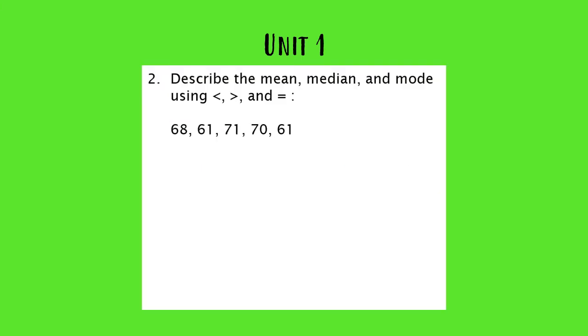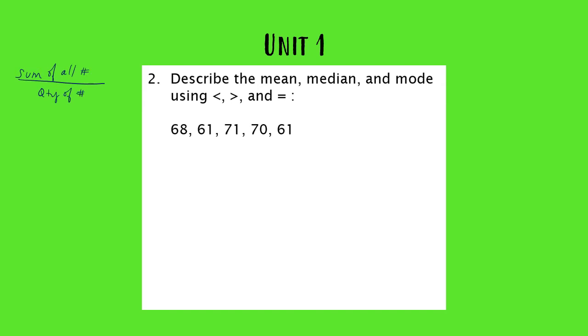Next question, describe the mean, median, and mode using less than, greater than, and equal signs. So we have a set of data, 5 different numbers: 68, 61, 71, 70, and 61. We need to find mean, median, and mode. The mean is your average. What you're going to do is take the 5 numbers, add them up, and divide by the number that you have. So you take the sum of all numbers and divide that by the quantity of numbers.